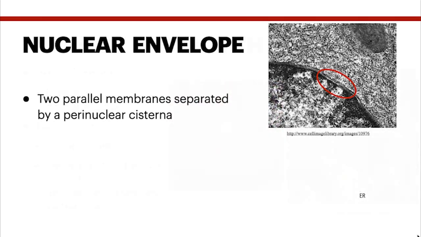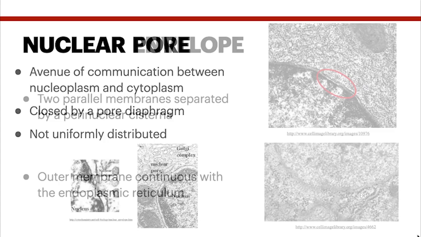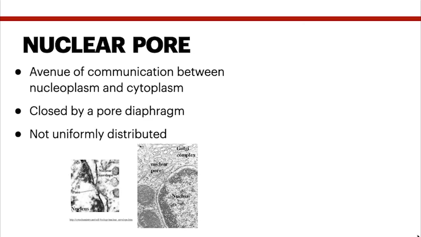The nucleus is bounded by a nuclear envelope consisting of two parallel membranes separated by a 20 nanometer space called the perinuclear cisterna. At a few sites around the perimeter of the nucleus, the outer membrane is continuous with the membrane of the endoplasmic reticulum. At many sites around the periphery, the outer membrane is continuous with the inner membrane around nuclear pores that serve as avenues of communication between the nucleoplasm and cytoplasm.